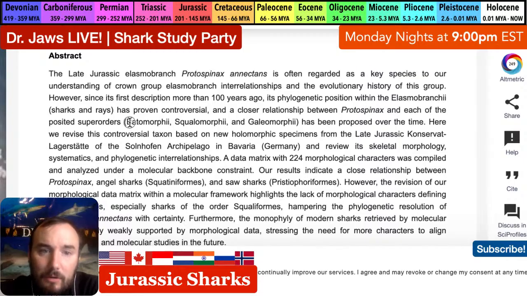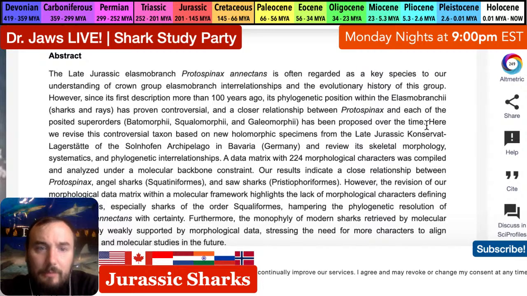So this is all of the rays, a branch of sharks that are typically called the ancient sharks. These are like the dogfish and frilled sharks and angel sharks, and the galeomorphs, which are typically called the modern sharks. It's not a good term for it, but anyway.